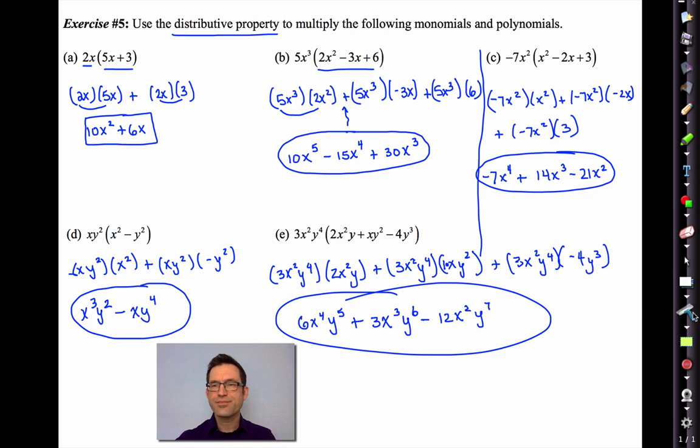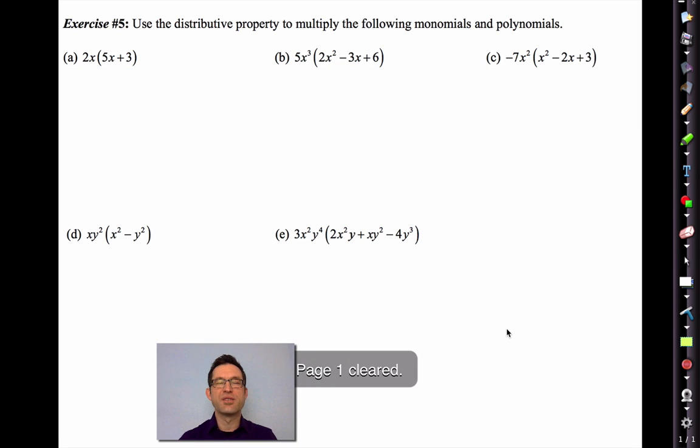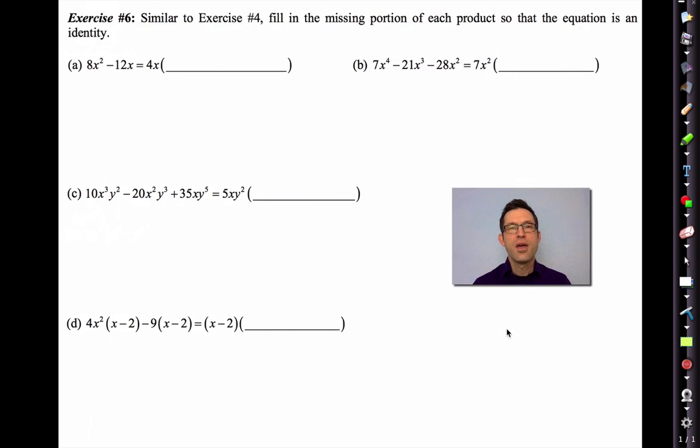Here we go. Let's get some practice factoring again. Now what we're going to do is go in the opposite order. We're going to factor. And just like we did before, I'm asking you to fill in the missing portion of each product so that an equation is an identity. Let's do letter A together.